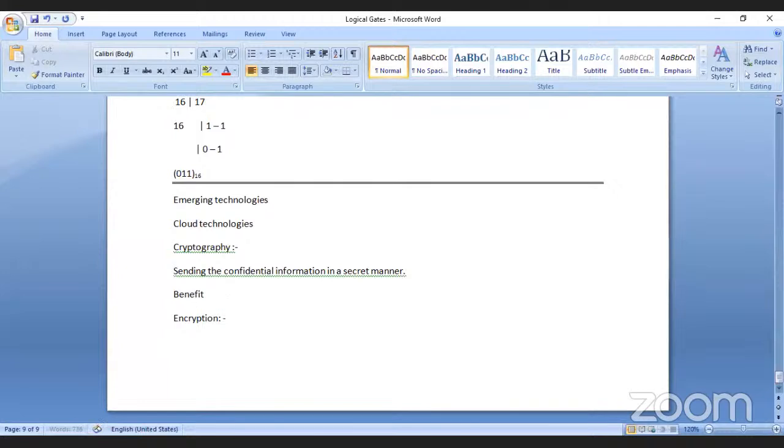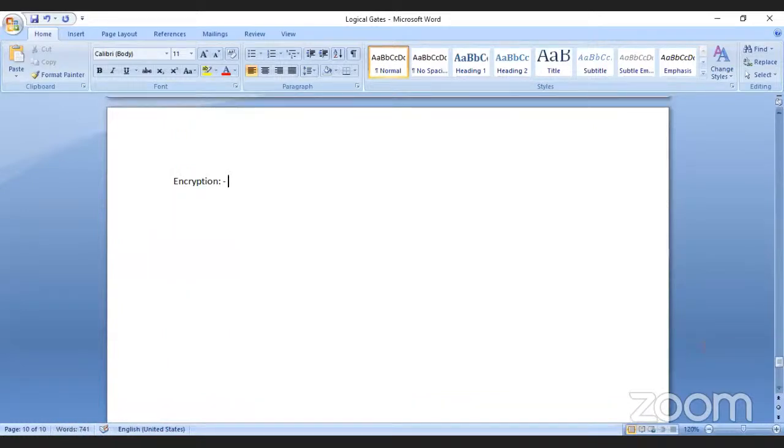So, sending the confidential information in a secret manner. What will be the benefit of that? Data will be secure. Data will be secure, right? So here, what do you mean by encryption?